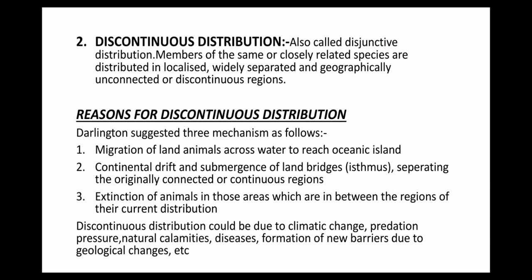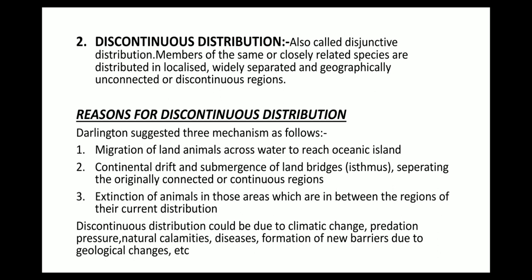First one, migration of land animals across water to reach oceanic islands. Second one, continental drift and submergence of land bridges separating the originally connected or continuous regions. Third one, extinction of animals in those areas which are in between the regions of their current distribution.